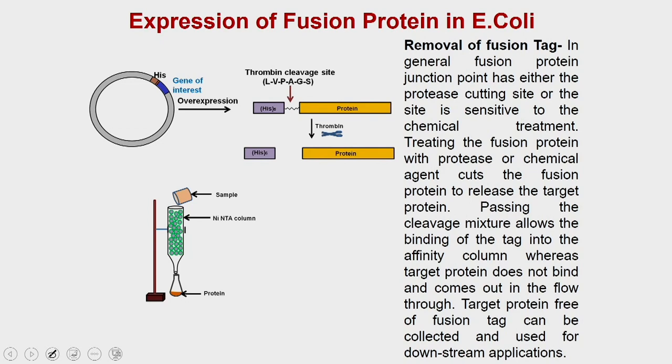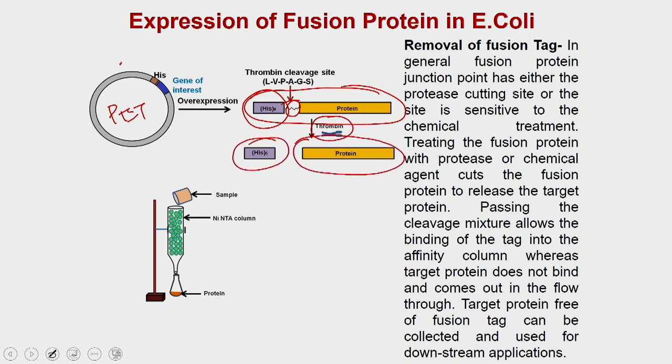So you can imagine that you have cloned a protein into a his tag. For example, you can use the PET series vector, and you have overexpressed the protein. Now this is your chimeric protein which you have overexpressed, which contains the histidine tag. And now what you do is you take the alpha thrombin and treat it. So what will happen is the alpha thrombin is going to cleave the linker region between the histidine tag and the protein, and as a result you are going to have the tag separately and the protein separately.